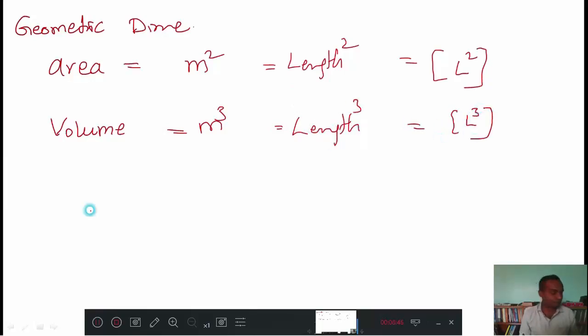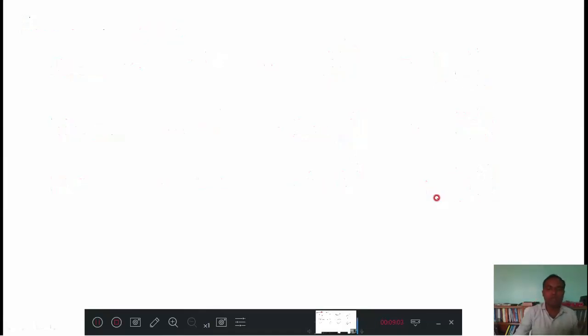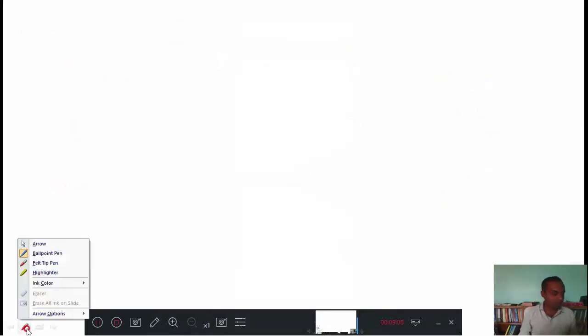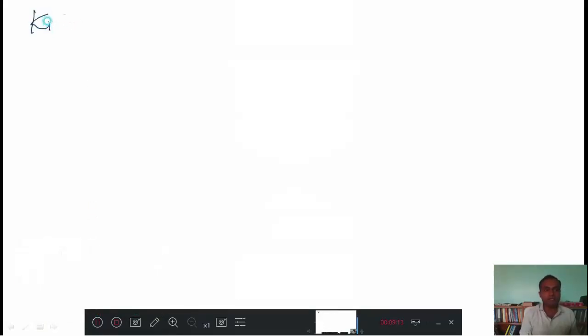Understood? Like that, moment of inertia is there. Moment of inertia unit is m power 4, meter power 4. Therefore, it is nothing but a length power 4. Dimensions we will call it as L power 4. Right? We have some other quantities like kinematic quantities. Okay. The kinematic quantities are like this.